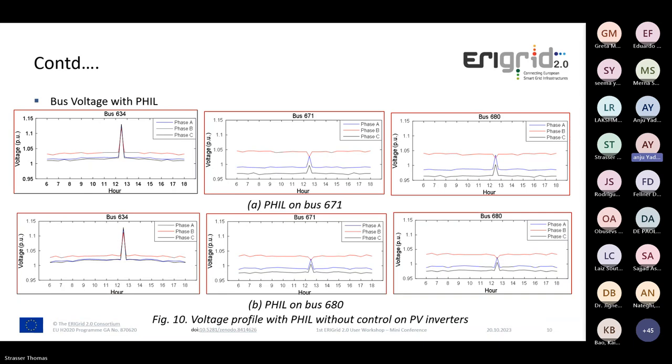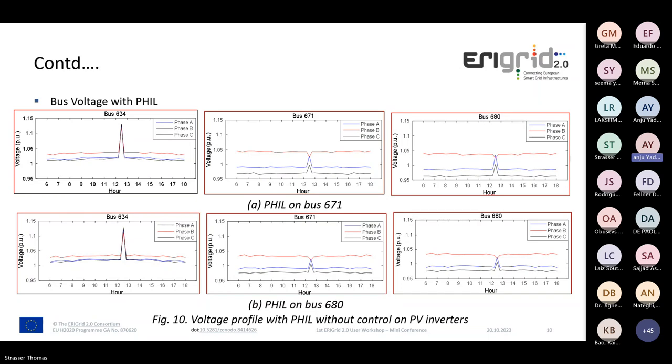Next, the analysis is performed for PHIL placement in the system at one bus. So the power supplied by PHIL at one of the buses is 11.6 kilowatt. That is very less compared to the power supplied by the PV inverters that are simulated in this system at another two buses, that is 412.5 kilowatt.